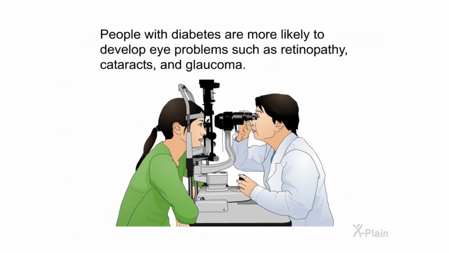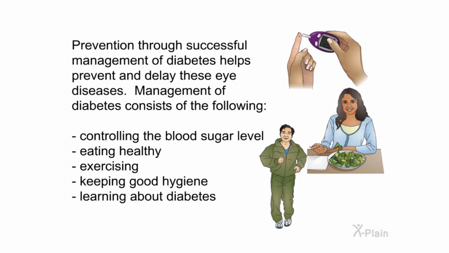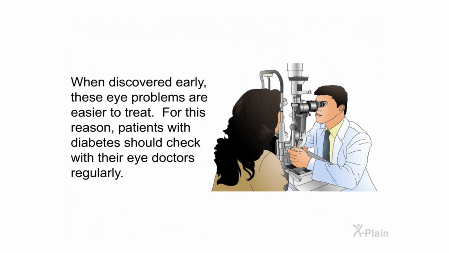Summary. People with diabetes are more likely to develop eye problems such as retinopathy, cataracts, and glaucoma. Prevention through successful management of diabetes helps prevent and delay these eye diseases. Management of diabetes consists of the following: controlling the blood sugar level, eating healthy, exercising, keeping good hygiene, learning about diabetes. When discovered early, these eye problems are easier to treat. For this reason, patients with diabetes should check with their eye doctors regularly.